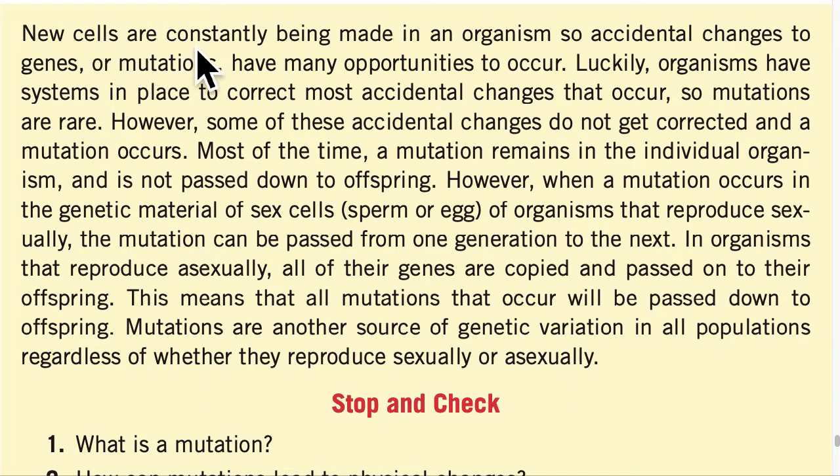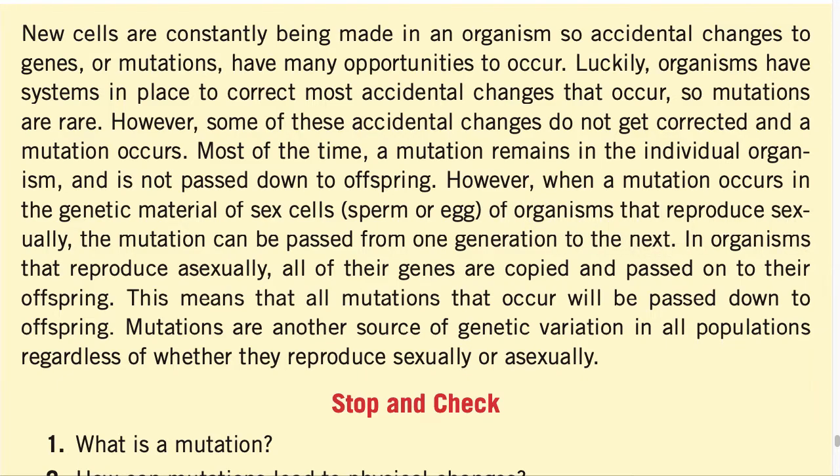New cells are constantly being made in an organism, so accidental changes to genes, or mutations, have many opportunities to occur. Luckily, organisms have systems in place to correct most accidental changes that occur, so mutations are rare. However, some of these accidental changes do not get corrected and a mutation occurs.